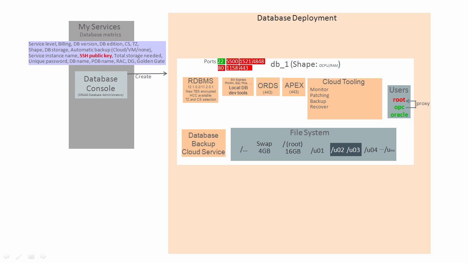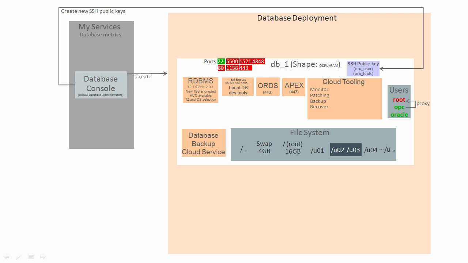You also specify the total size for your file system, a unique password for all key database users and an encryption password, a database name, and optionally a pluggable database name. You also have the possibility to select your time zone, character sets, use RAC, Data Guard, or GoldenGate for replication. You also have the possibility to include a PDB dedicated to demo new features.